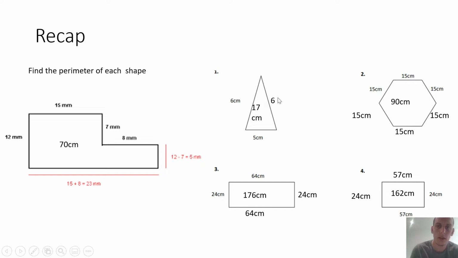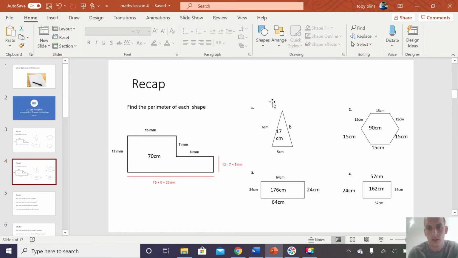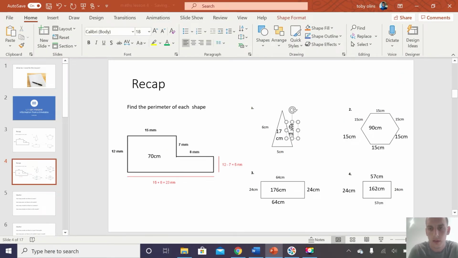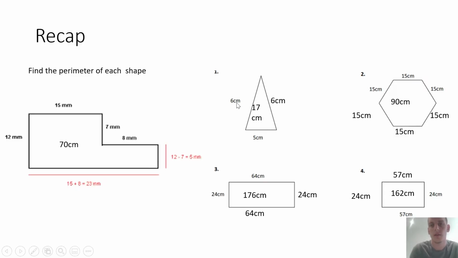Excellent. So let's start with this one. Okay, now remember, perimeter is the length around the whole shape. Okay, so this is 17 centimeters. And this should say 6 centimeters. Sorry, guys. Let me just move that there. So this was 6, this is 5, and we didn't know what this side was, but this side's the same as this side, so it's going to be 6 centimeters, and you just add it up. 6 centimeters plus 6 centimeters plus 5 centimeters is 17 centimeters.